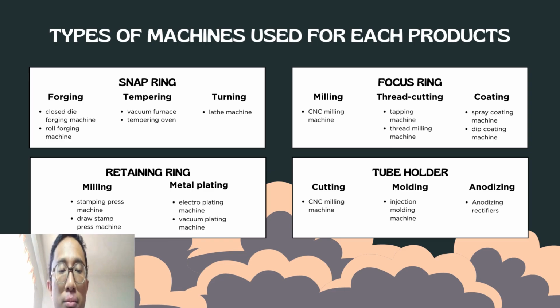For the tube holder product, we use the cutting process, molding process, and anodizing process. For the cutting process, we only use a CNC milling machine. For the molding process, we only use an injection molding machine. And for the anodizing process, we only use anodizing rectifiers.